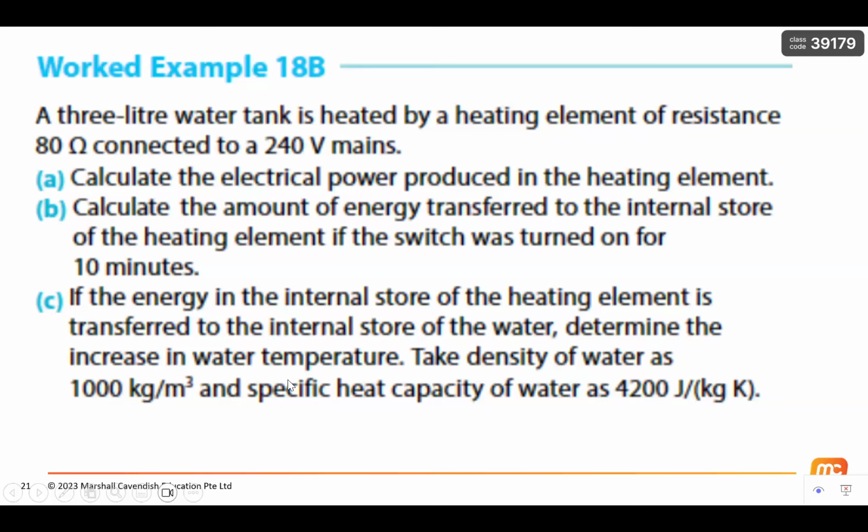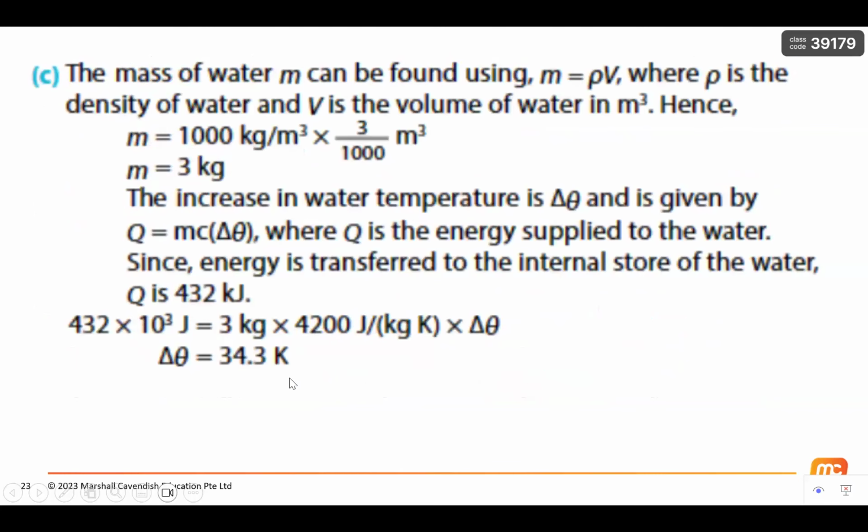So this one goes back to the thermal properties of matter. Okay, you have learned that the heat energy Q equals mc theta. So I'm going to apply that. So with 3-liter water, you should know that 3 liters is equivalent to 3 kg of water, given the density of water is 1000 kg per meter cube. So there is actually 3 kg of water inside the 3-liter tank.